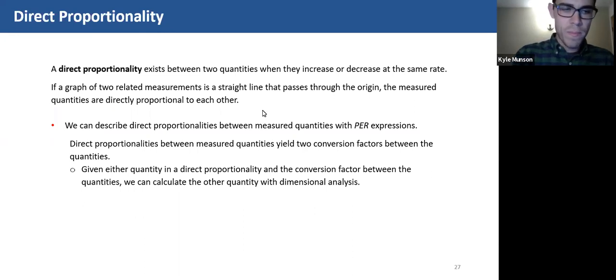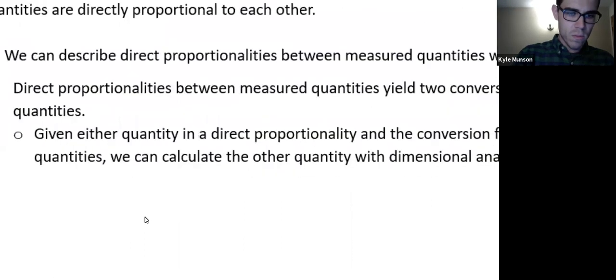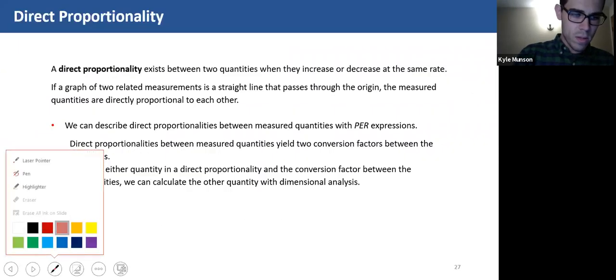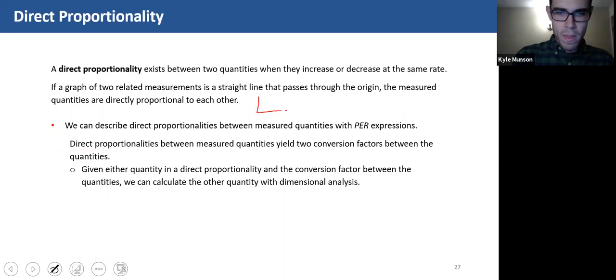So for example, if I try to draw this, okay, it looks something like this. Let's say that's quantity 1, and that's Q2, right? There's a straight line that's going through the origin, okay?